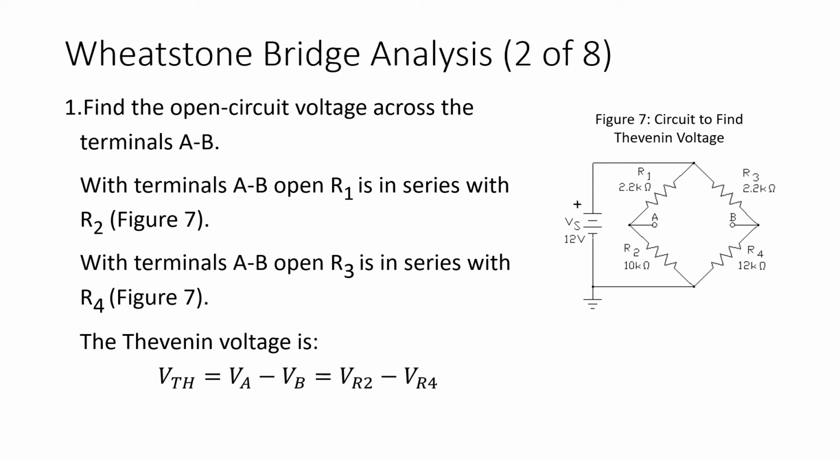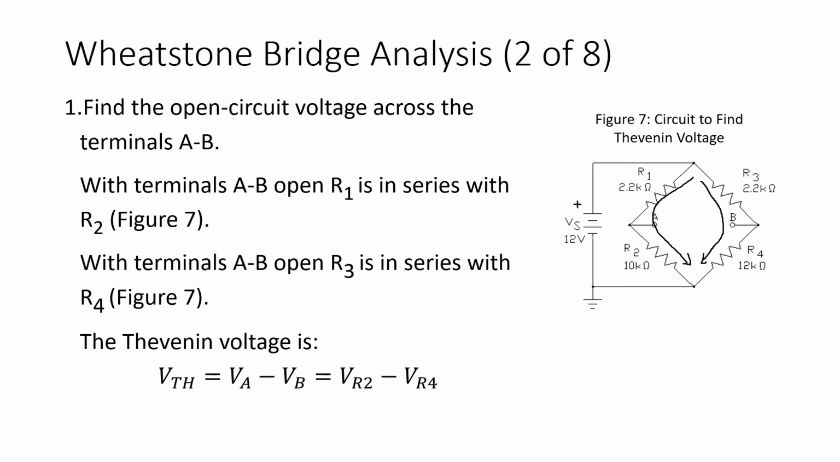So step 1 is to find the open circuit voltage across the terminals A and B. Notice with terminals A and B open, we see resistors R1 and R2 in series. Whatever current flows through R1 can only flow through R2. And of course, with the terminals A and B open, we see resistor R3 is in series with resistor R4. And of course, the Thevenin voltage is the voltage from A to B.